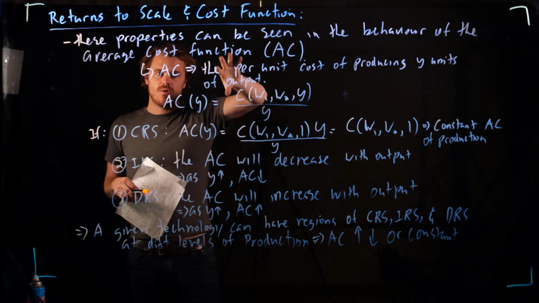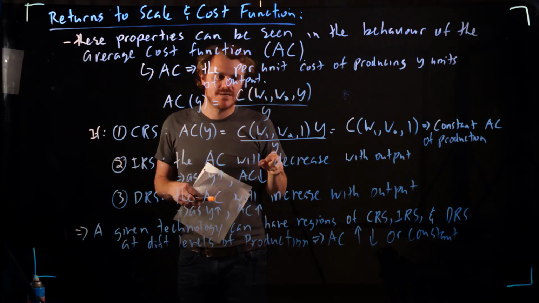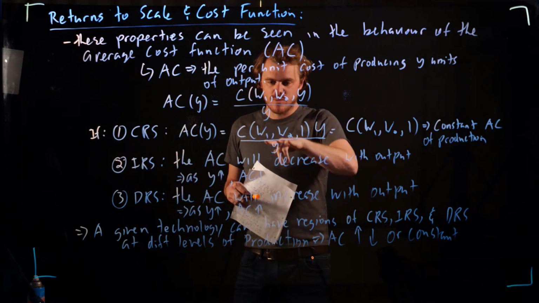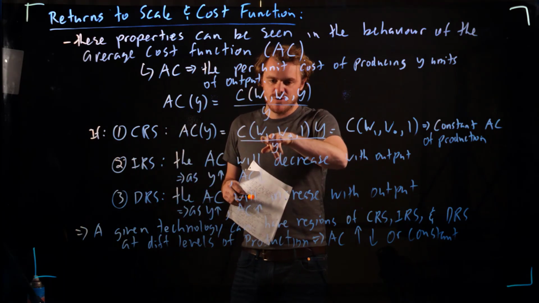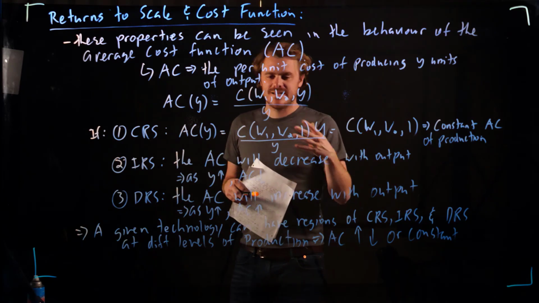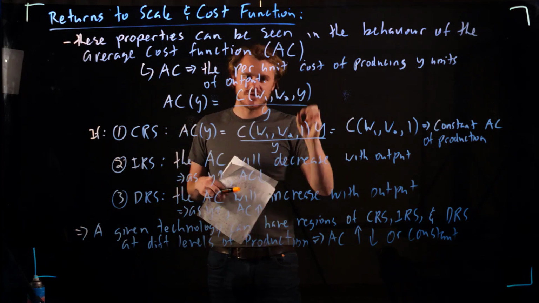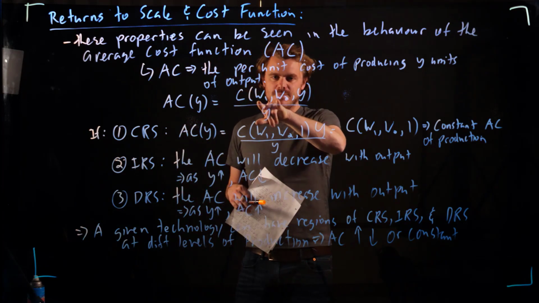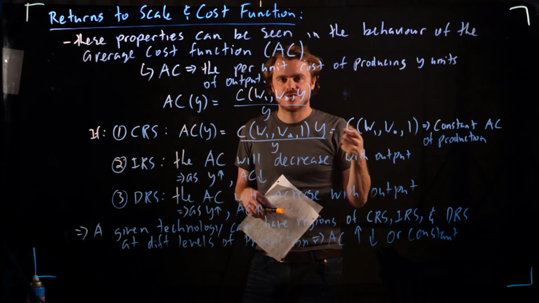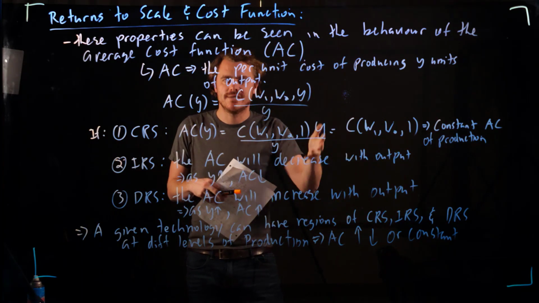So from now on, what we're going to do is assume, and we've been doing this as we've gone, that W1 and W2 are constant. And so then it's going to make it easier just to write our cost function as just the cost as a function of output, because W1 and W2, the two input prices, don't change. So we're going to start to assume that going forward. It's going to clean up our notation just a little bit.